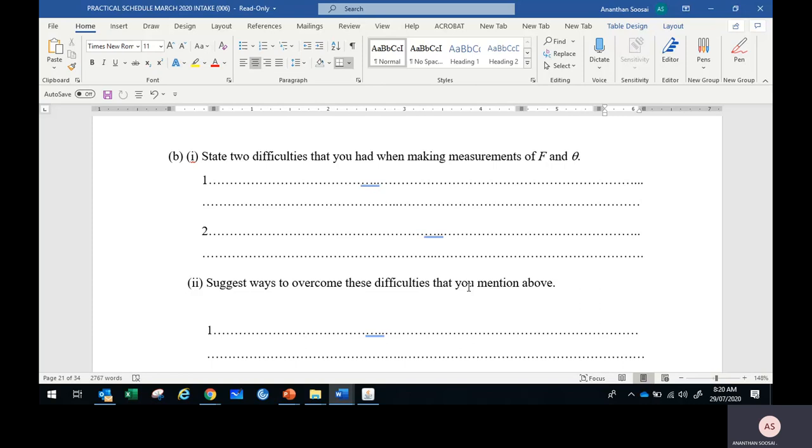Okay, another problem, I think maybe parallax error when reading the angle. The parallax error when measuring the angle. Or you can say difficult to locate the string when using the protractor. So how do you overcome? Place a black cardboard at the back of the string when measuring the angle, so that there is better contrast.